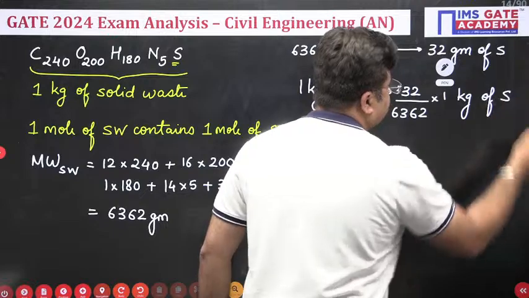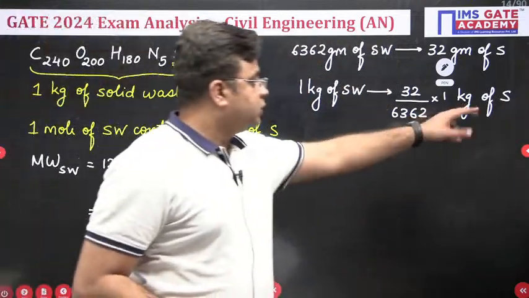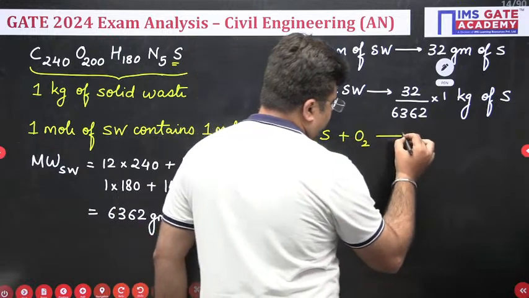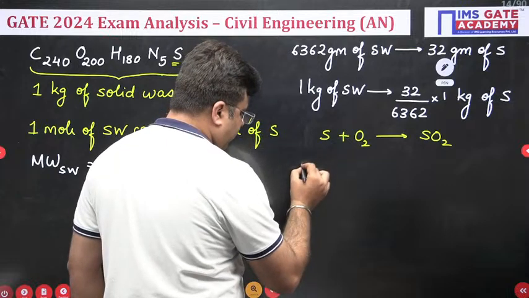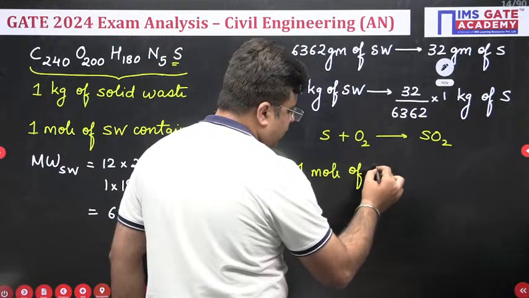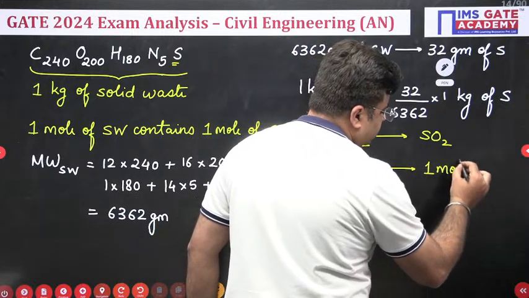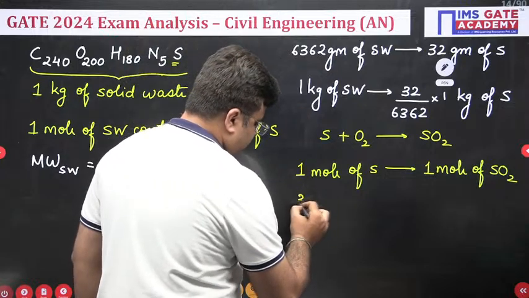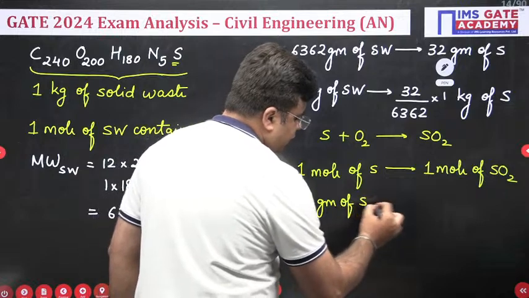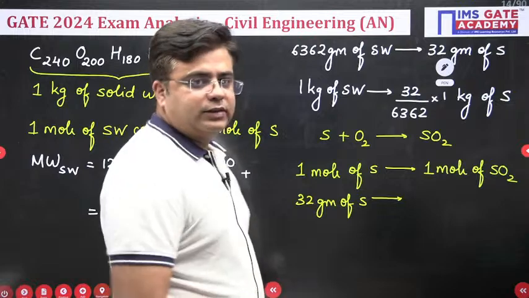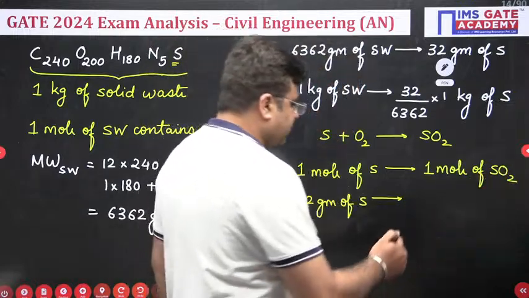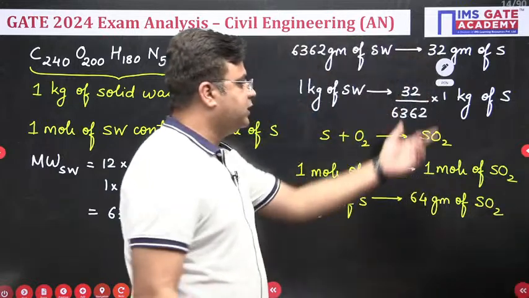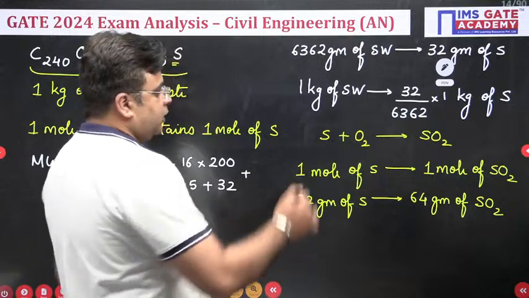In the question we are asked to calculate how much sulfur dioxide will be released. We have got the weight of sulfur. Now I will use this equation: sulfur plus oxygen gives SO2. So 1 mole of sulfur will release 1 mole of SO2. 1 mole of sulfur is 32 grams of sulfur, and the molecular weight of SO2 is sulfur 32 plus oxygen 16 into 2, so a total of 64 grams of SO2. From here you can calculate how much sulfur dioxide this much sulfur will release.